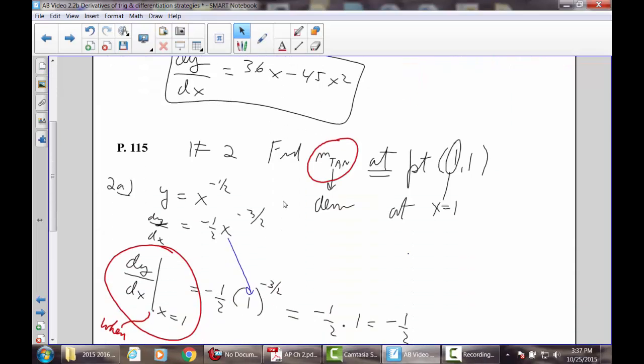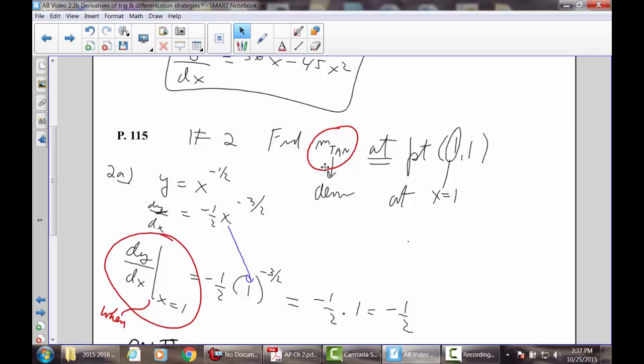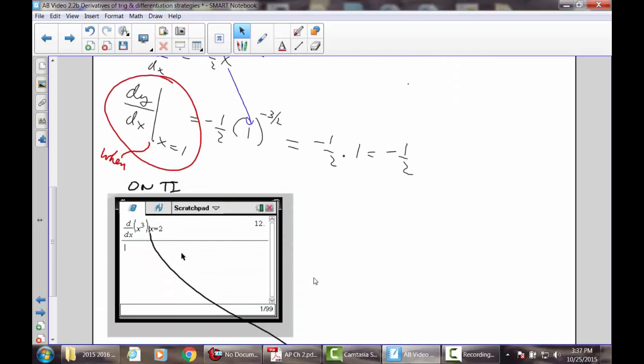Here's another one. Here now we're finding the slope of the tangent line, which is the derivative at a particular point. In number 2a, they give you y equals x to the negative 1/2. The derivative dy dx is negative 1/2 x to the negative 3/2. And now what we're going to do is take this derivative and evaluate it when x equals 1, because we're finding the slope of the tangent line, or the derivative, at the point 1, 1, which is where x equals 1. Replace x by 1, and there it is.